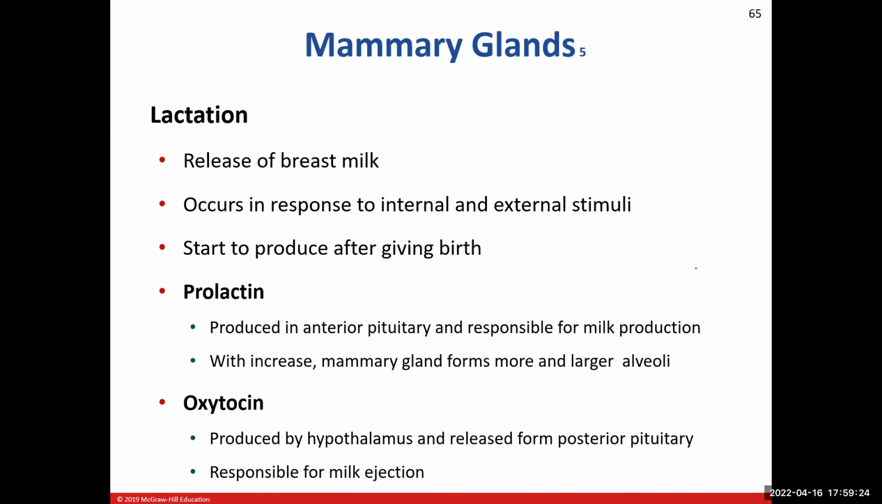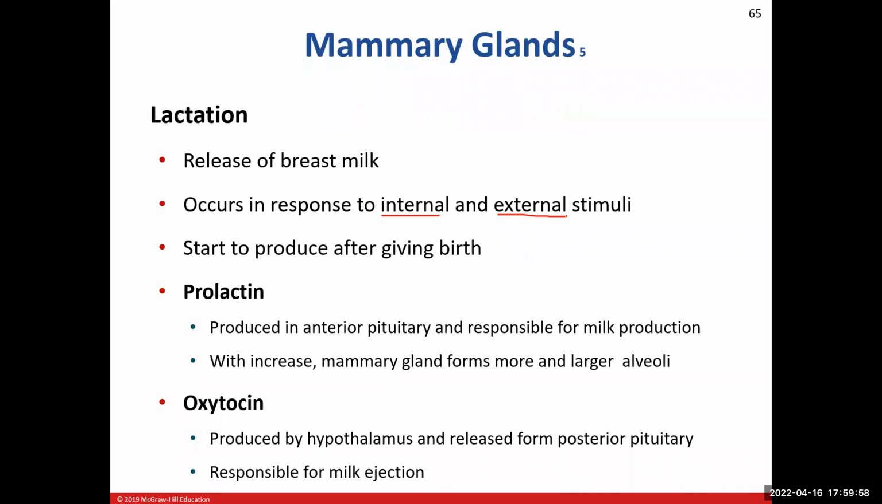So when we are nursing, we call that process lactation. That's the releasing of that breast milk. Lactation is going to be stimulated either internally or externally. Externally, that's pretty easy. That's going to be during the rooting reflex, when the baby wants to feed. If it latches onto the nipple, it will cause lactation to occur, the release of breast milk.